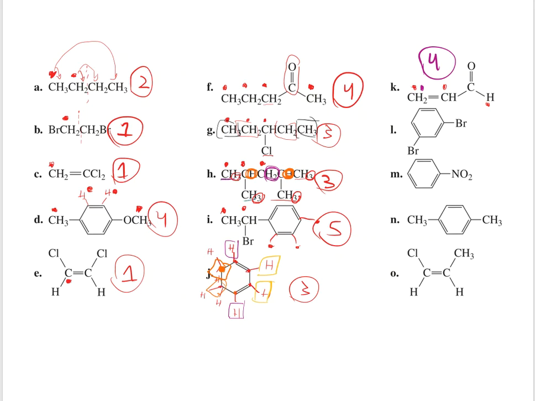All right, L, I see a benzene ring with 2 bromines already. So what they're not doing is they're not showing me a hydrogen is here and a hydrogen is there, and a hydrogen is here, and a hydrogen is there, right? They're leaving those off because it's understood that they're supposed to be there.